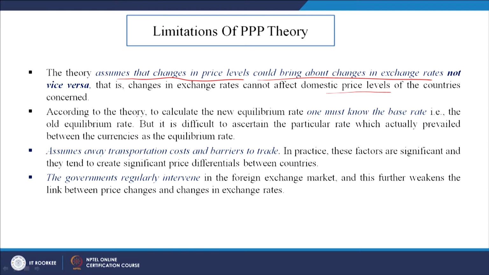Similarly, according to the theory, to calculate the new equilibrium rate, one must know the base rate. So, we are comparing as per the base rate, that is the old equilibrium rate. But as you have understood by now, it depends on so many factors, so how do you decide that base rate, right. It is difficult to ascertain the particular rate which actually prevailed between the currencies as the equilibrium rate, because it is so dynamic, changing every minute, every second. So, to exactly ascertain it is a very complex task. So, some assumptions have to be made, right.